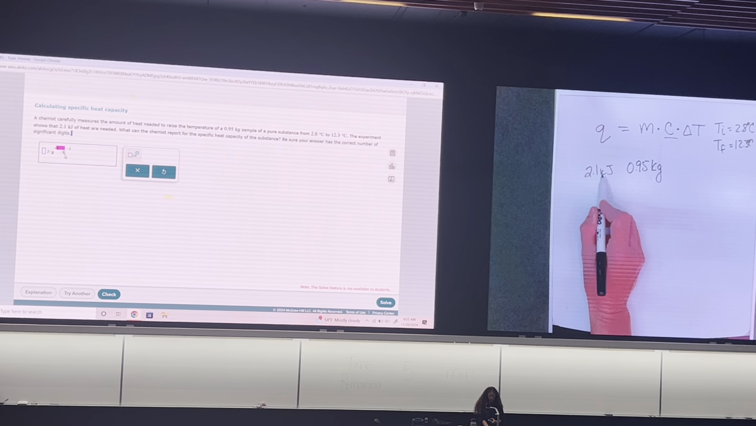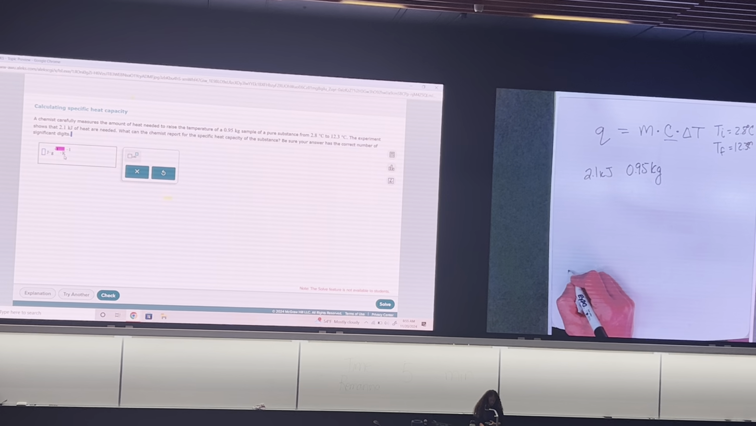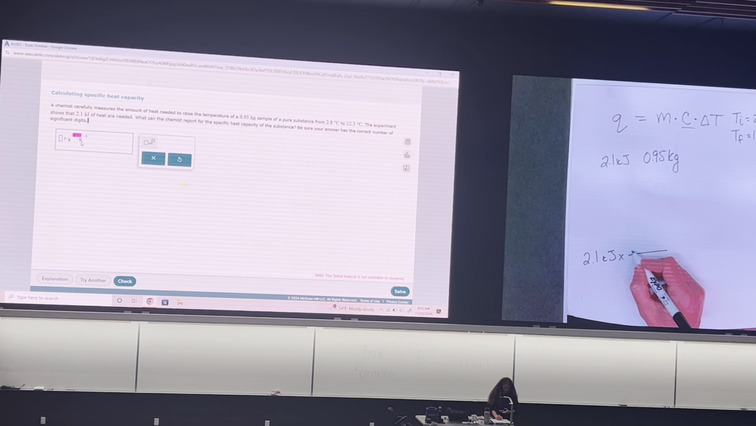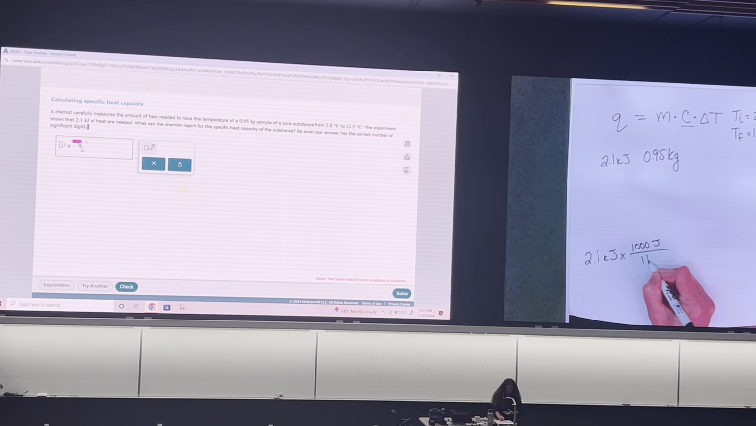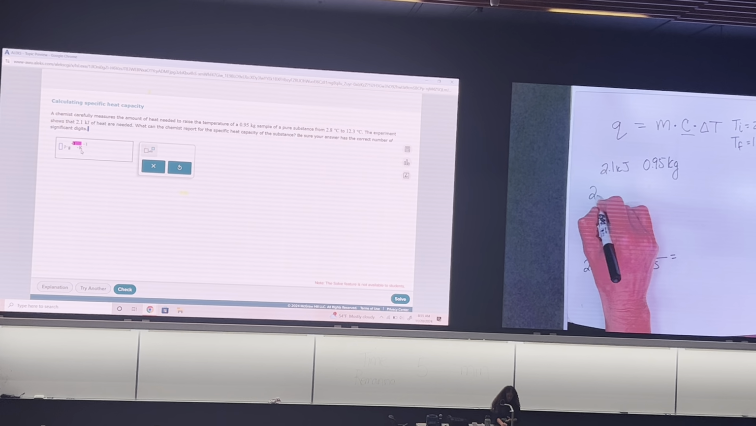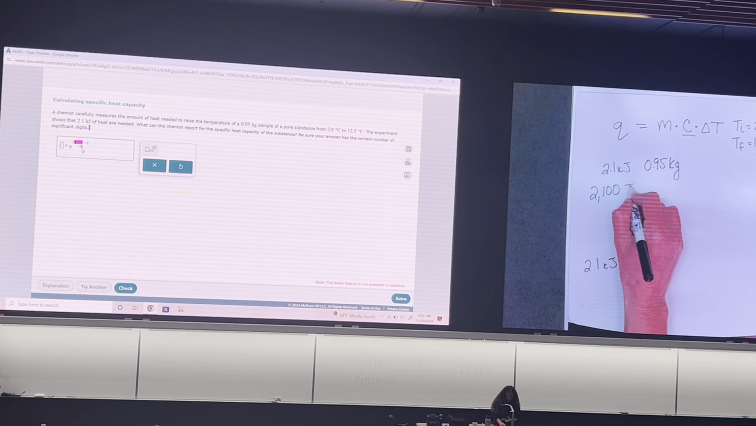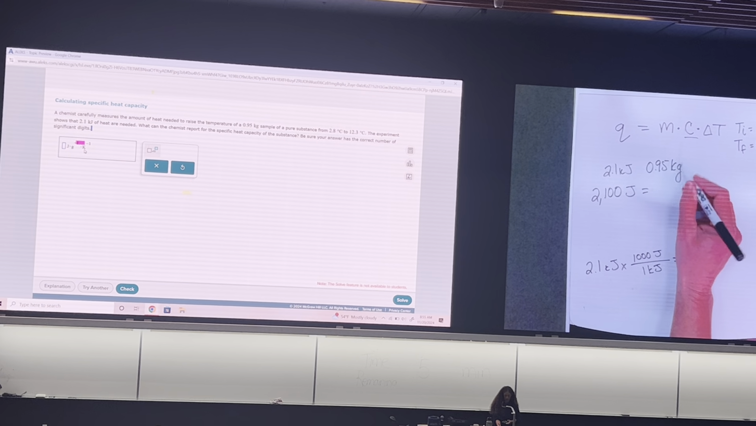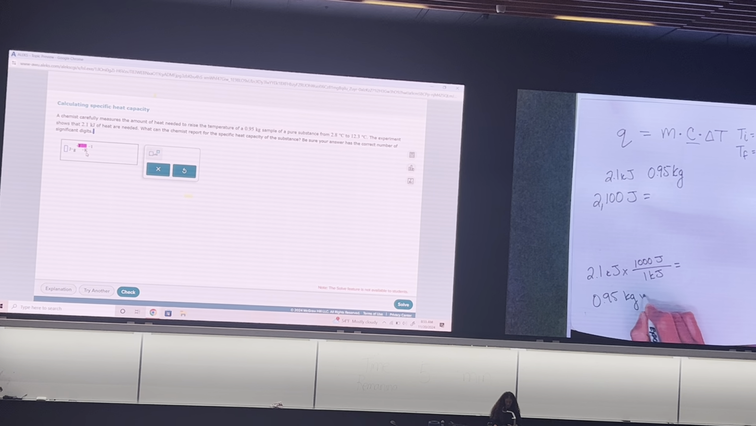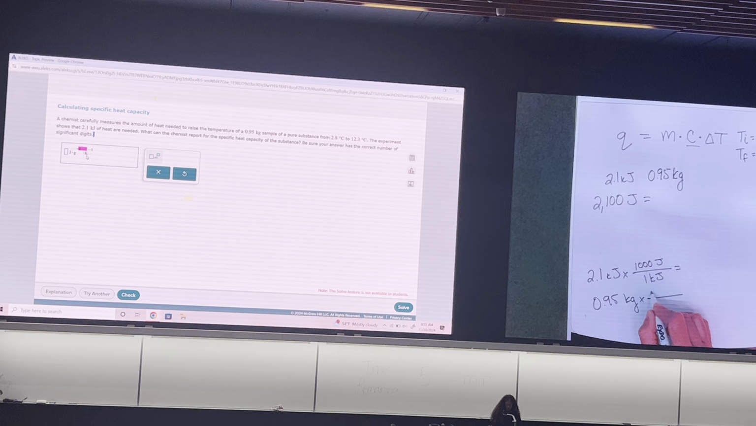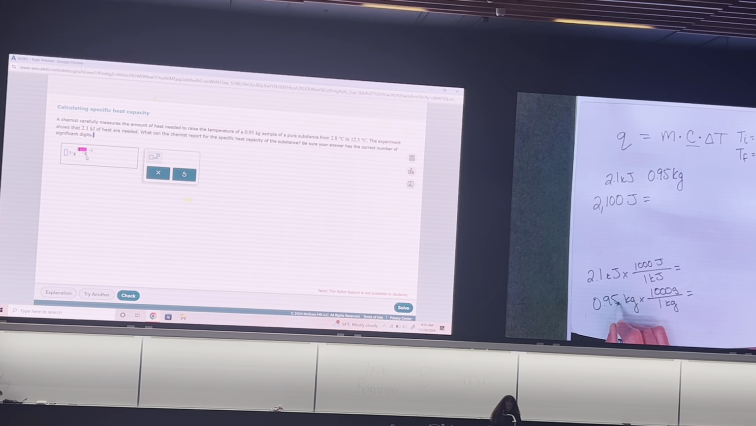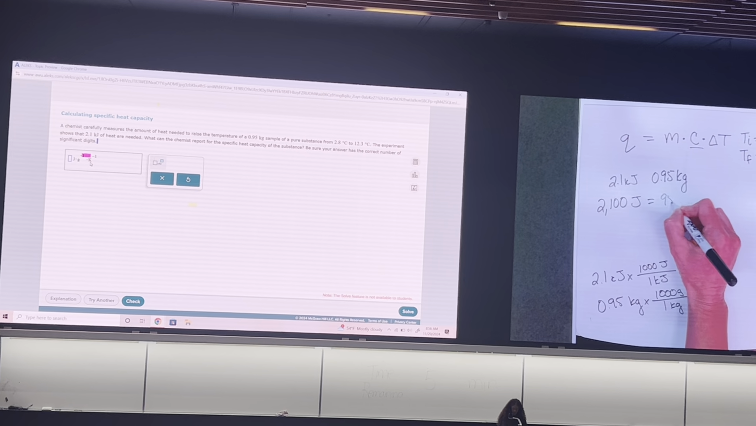Okay, so we're going to turn our kilojoule into joule. 2.1 kilojoule. There's 1,000 joule in 1 kilojoule. So that's 1, 2, 3. So I've got 2,100 joule. Equals, I need to be in gram. I know you probably don't need me to show you how to convert this stuff, but that's okay. There's 1,000 gram in 1 kilogram. So 1, 2, 3. That's 950 gram.